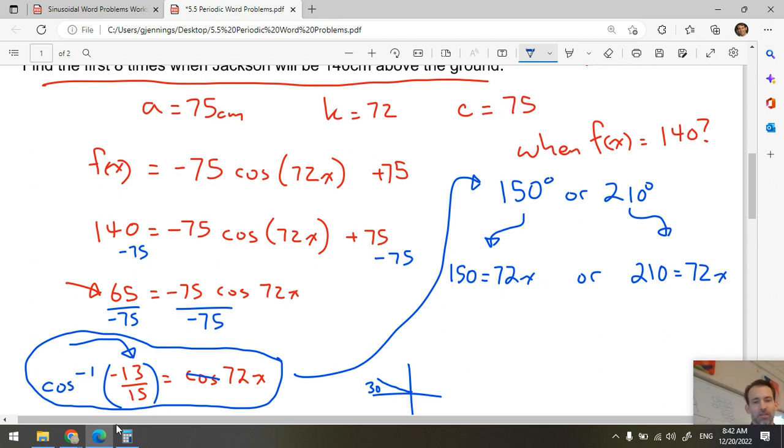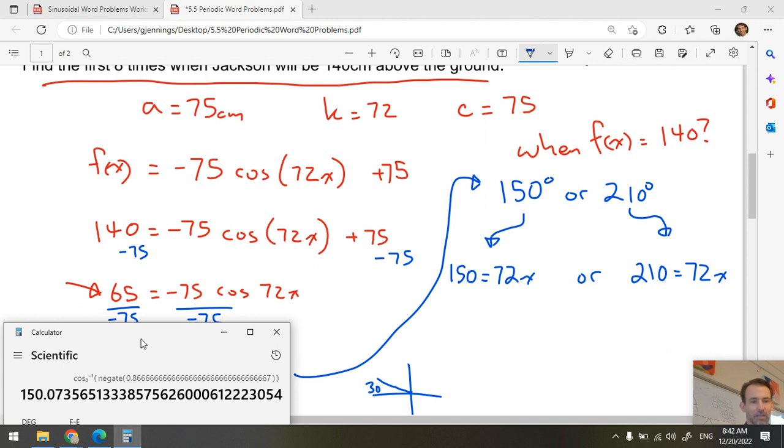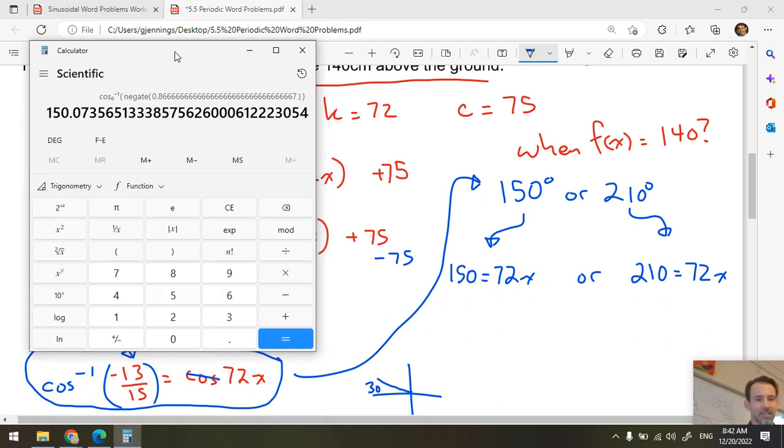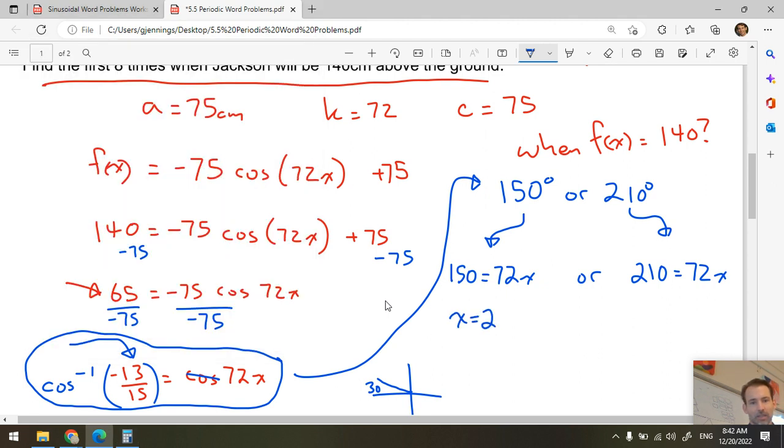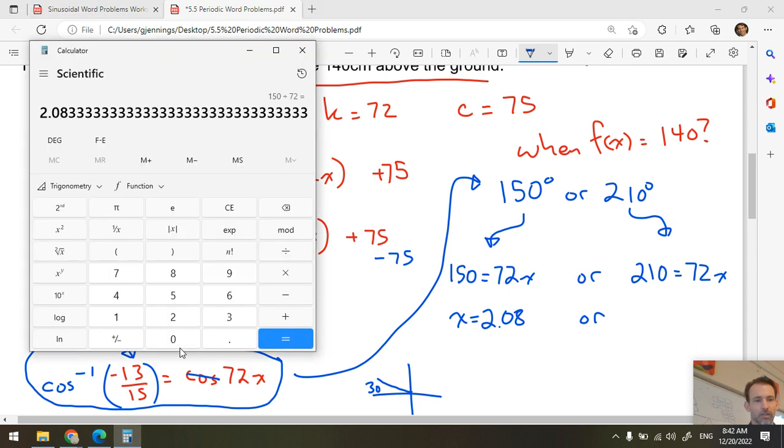150 divided by 72. We're going to need a calculator again, because that doesn't have many factors that cancel. So x is 2.08. Or we have 210 divided by 72, which is 2.92.